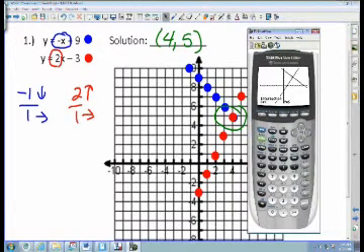The other way you can check it is by going in the table, second graph, and go down to where x is 4. And you want to see, are y1 and y2 the same numbers? They are, so that means that we are correct.